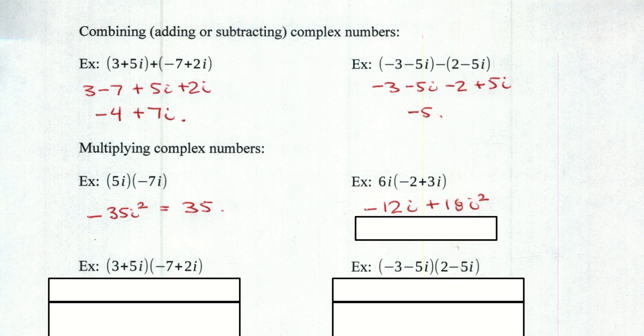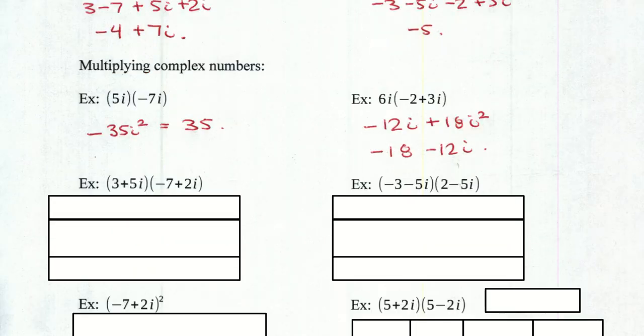Now, negative 12i really is an imaginary number, but 18i squared isn't, because i squared is, by definition, or pretty close to the definition, negative 1. That's going to make that 18 into a negative 18. Notice how we put the i at the end. We're still treating it like a radical.